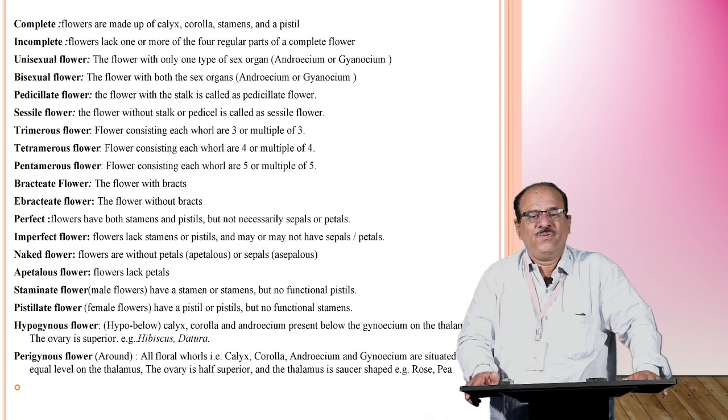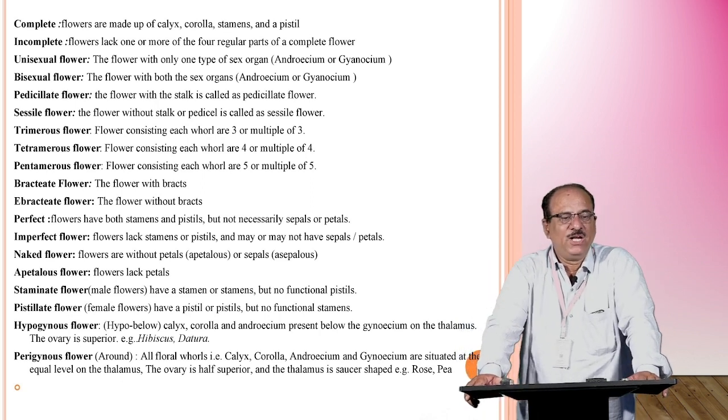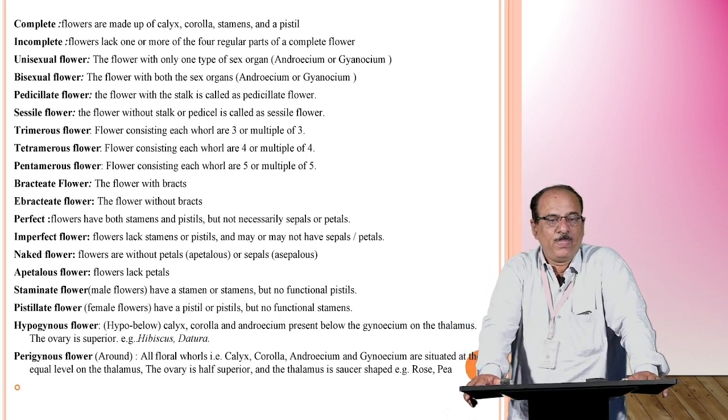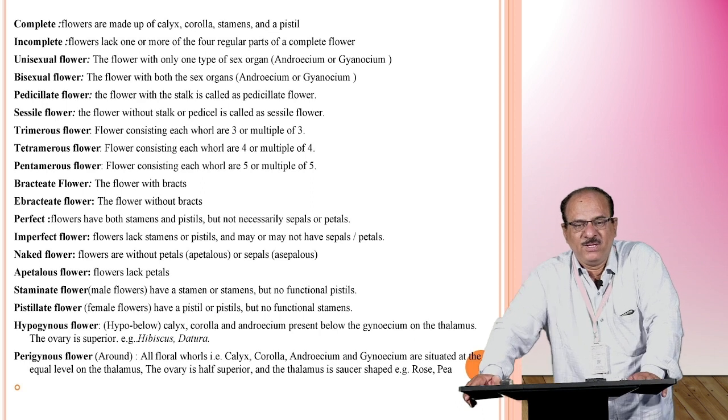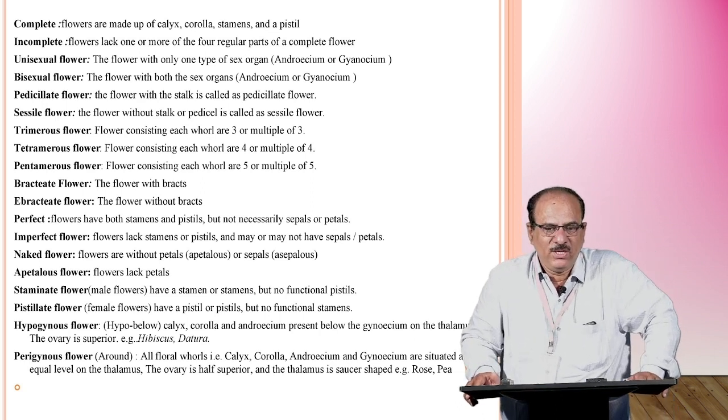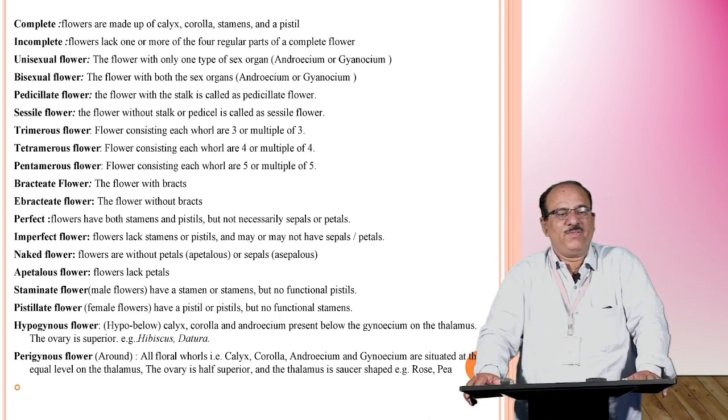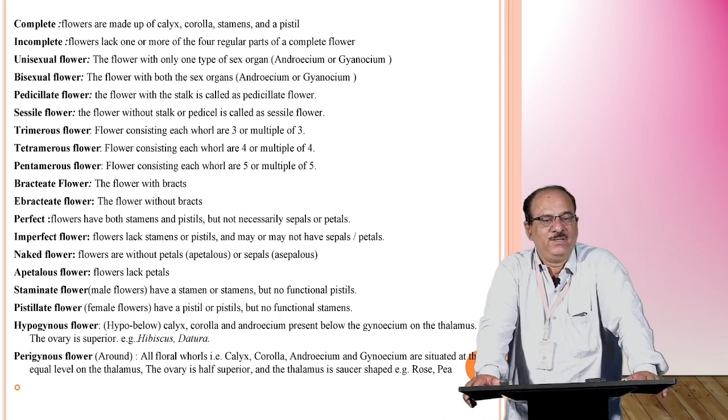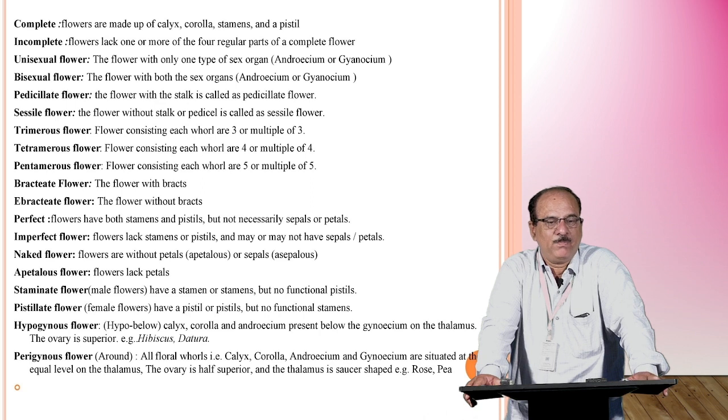But if sepals or petals are absent, still it will do, then it is a perfect flower. In imperfect flower, the flower lacks the stamens or the pistils. Sepals and petals, if they are present or not present, it will not matter. But if it is lacking one of the sex organs, then it is an imperfect flower. Then we have naked flower, where the flower is without the petals and sepals, or without the petals or sepals.